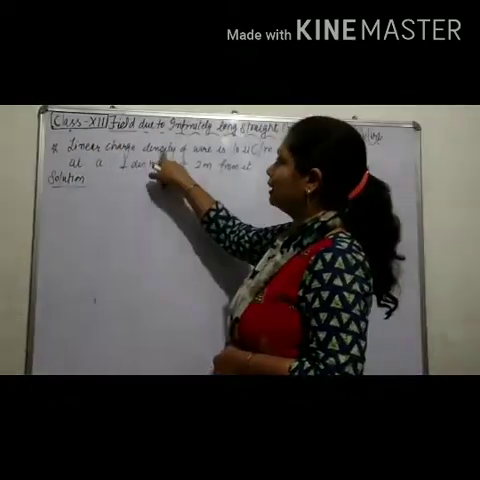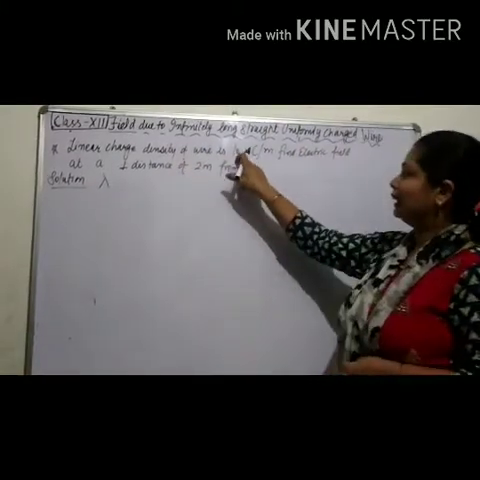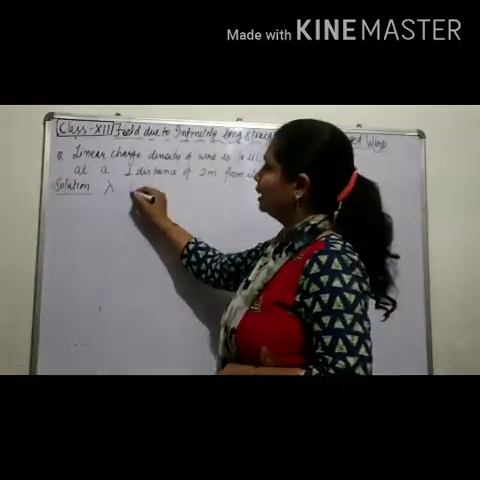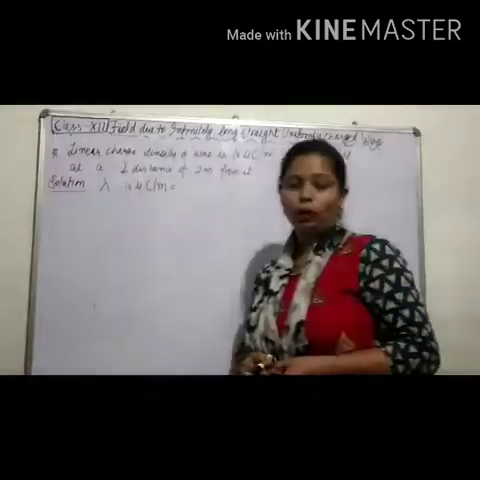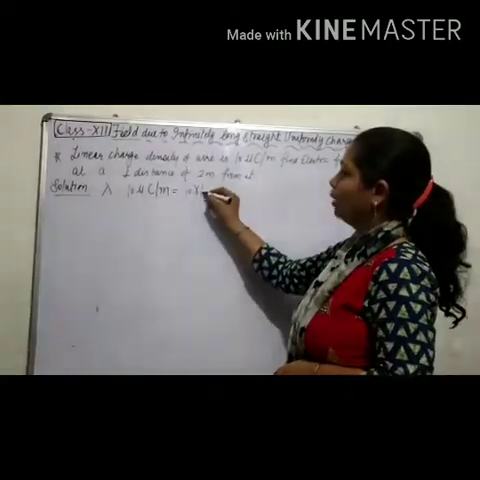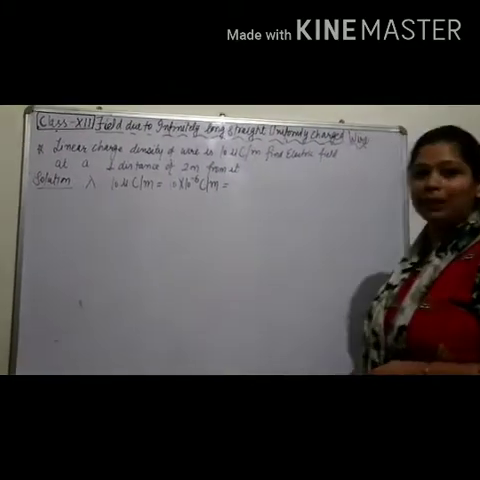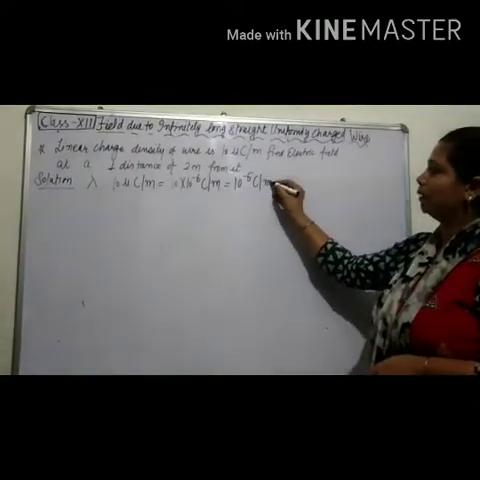Linear charge density, denoted by lambda, of a wire is 10 microcoulomb per meter. That is given to us: 10 microcoulomb per meter. Micro means what? 10 raised to the power minus 6. So 10 into 10 raised to the power minus 6 coulomb per meter. So what will be its value? 10 raised to the power minus 5 coulomb per meter.